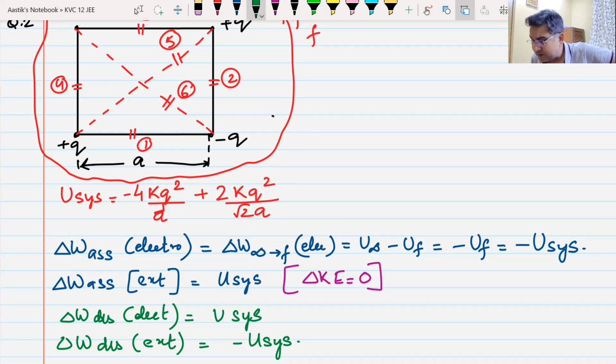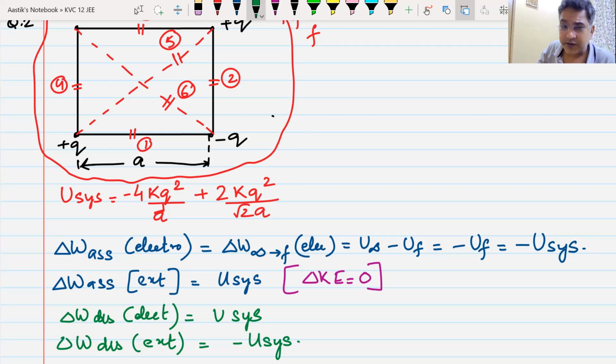You understand this? How I have done this? Yes, sir. So just remember, be careful about the positive and negative signs, because in JEE, if they give you an option, they might give you the positive sign. They might also give you the negative sign. Do we understand this? Everyone understood this? Everyone has noted this down? Okay.